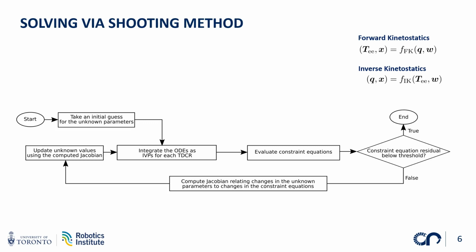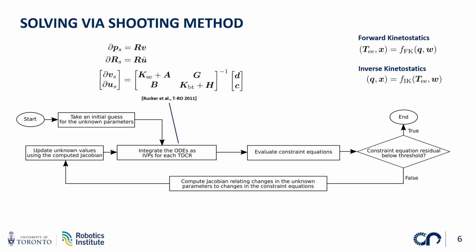The derived modeling equations are solved using a shooting method whose procedure is outlined here. We start with taking an initial guess for our unknown variables, depending on the problem we want to solve, and using them to integrate the Cosserat rod equations for each individual tendon-driven continuum robot as an initial value problem. We then evaluate the constraint and boundary conditions of our system and check if the residual is below a predefined threshold. If this is the case, we have solved the kinetostatic problem.